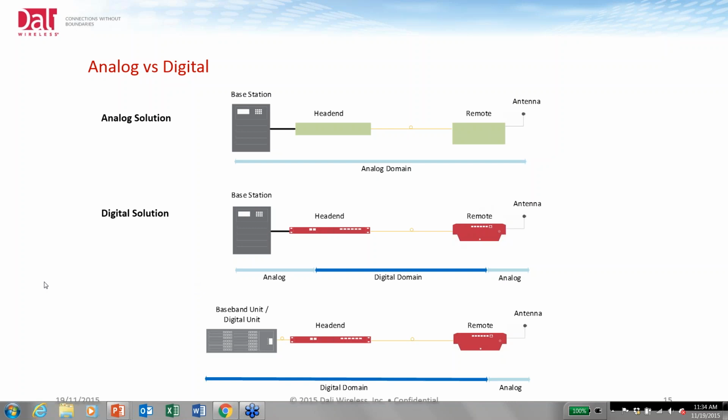And then at the bottom, we still have the traditional baseband unit, or digital unit, depending on who manufactured that particular part of the base station, feeding via fiber directly into the head end and transported as CPRI data. One of the things that we do is, because our native transport is essentially CPRI, it's relatively straightforward for us to integrate the baseband unit and the digital unit, putting out a CPRI signal into our head end.